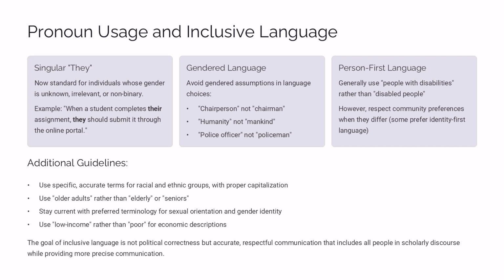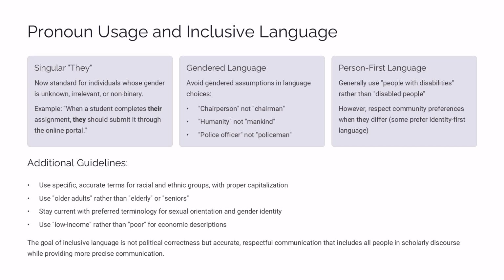Use specific, accurate terms for racial and ethnic groups, capitalizing these designations appropriately. Write African American, Latino, Asian American, Native American, and white with proper capitalization. Avoid outdated or imprecise terms, and be specific when possible, Mexican American or Korean American rather than the broader Hispanic or Asian when specificity serves your research purposes.